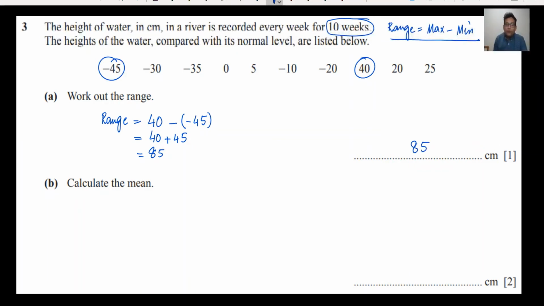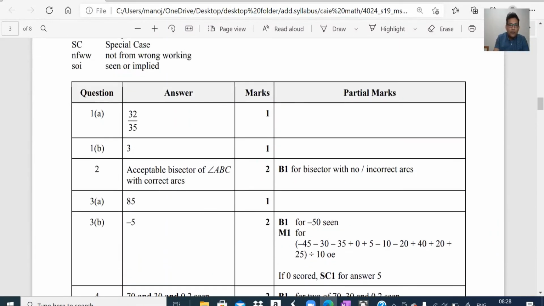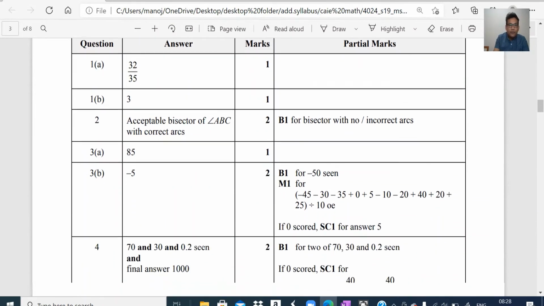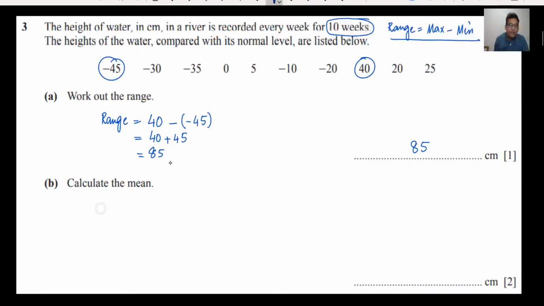If you want to check the answer of question number 3, I would like to show you. We have done 32, 35, 3. Okay, you can see the answer is 85. I can show you the answers also. Okay, we have done it.